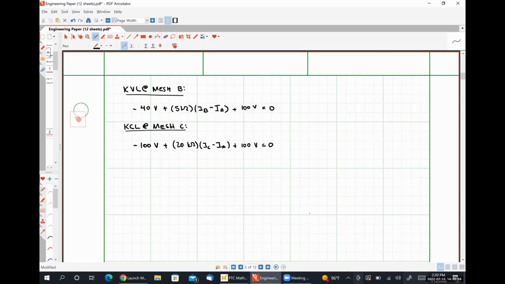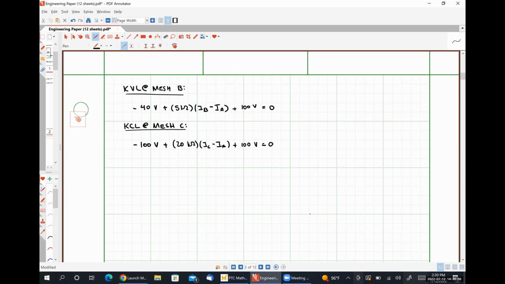In my second equation, my coefficient for IA is negative 5,000. My coefficient for IB is positive 5,000. My coefficient for IC is 0. And then I'm going to have 40 volts minus 100 volts when I move those constant terms to the right-hand side. So 40 minus 100, I believe, is negative 60.